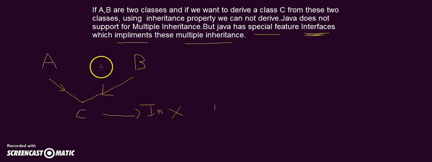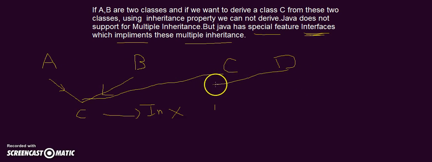If I have class A, class B, class C and even class D, and I want to create a new class from A, B, C as well as D, this type of inheritance is called multiple inheritance. This is not possible with the help of the inheritance concept, but it is possible with the help of the interfaces concept, which is a special feature in Java.